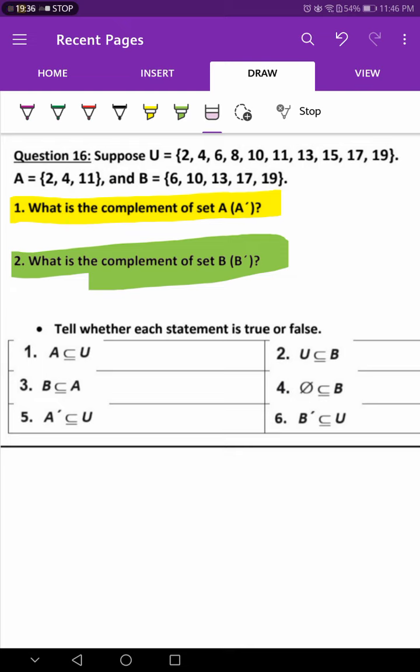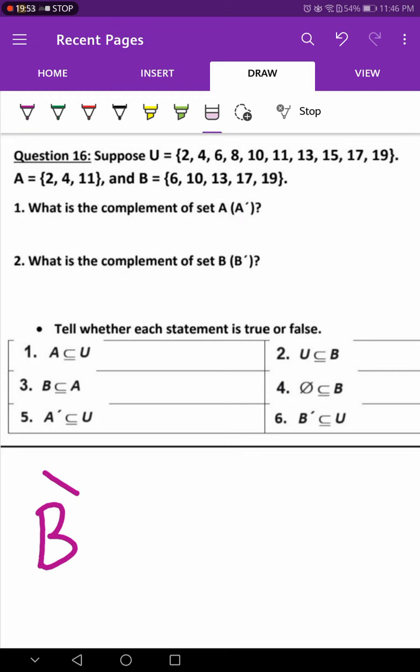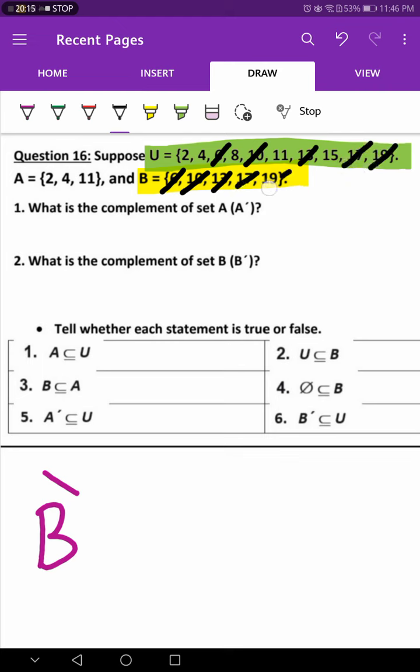What is the complement of the set B? He asked me about B prime, B complement. So I move to B as the teacher said. This is B, and check the common elements between B and the universal set. Okay, let us check. 6 with 6, 10 with 10, 13 with 13, 17 with 17, 19 with 19.